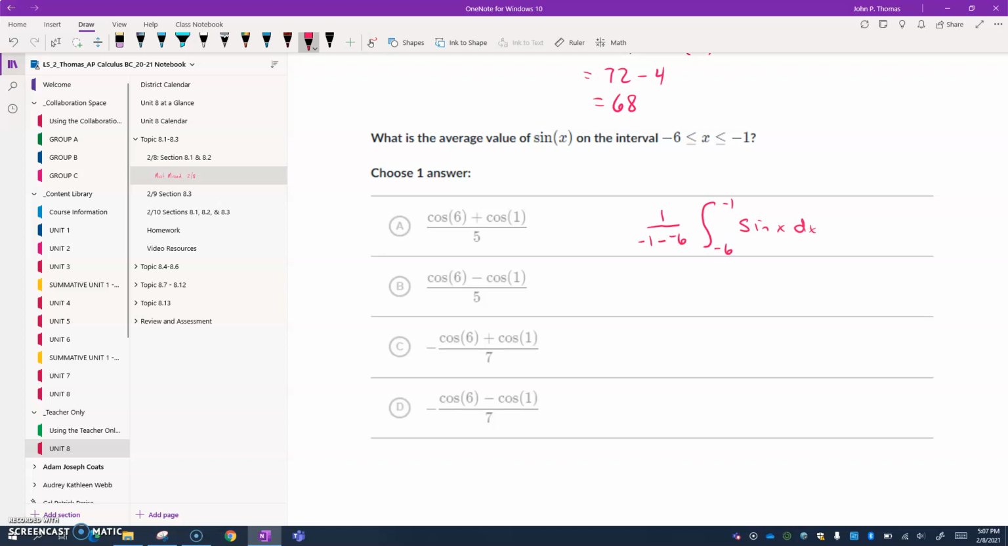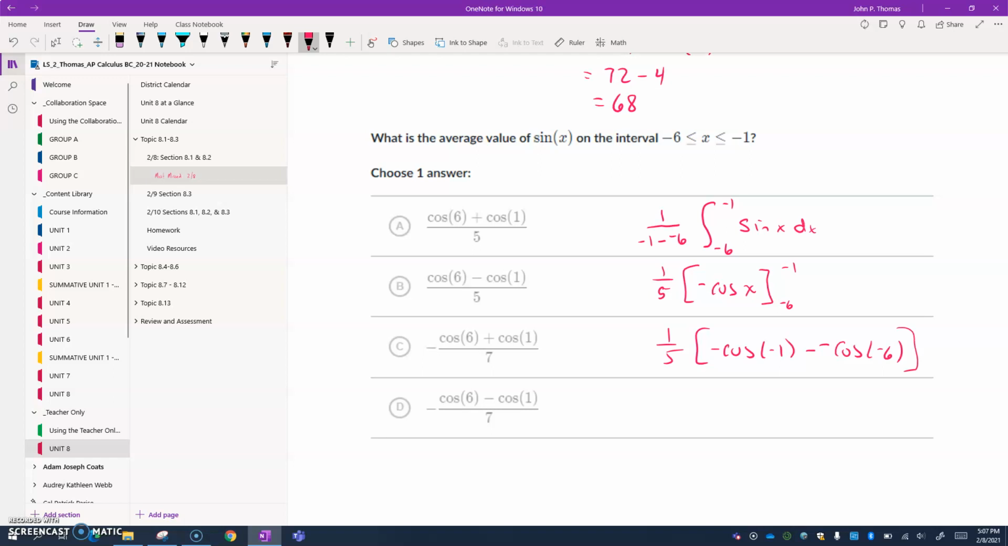All right, so if I clean this up a little bit, I've got 1 over 5, and then the antiderivative of sine is negative cosine. So I have negative cosine x, and that's going to be from -6 to -1. All right, so I'll go ahead and plug that in. I've got 1/5 times negative cosine of -1 minus negative cosine of -6.